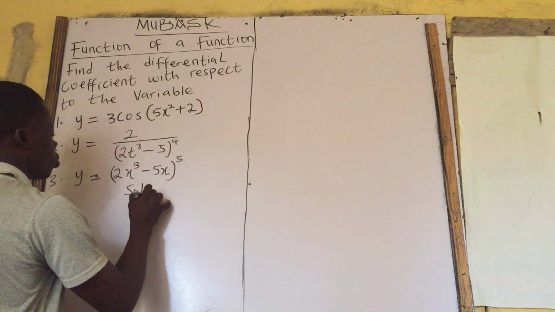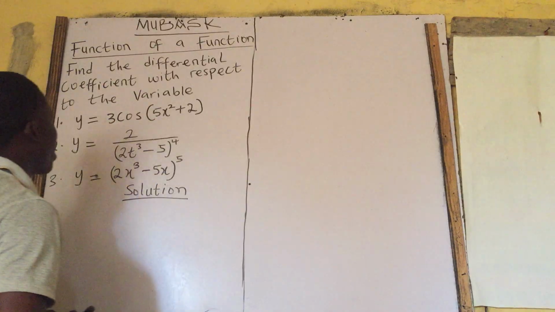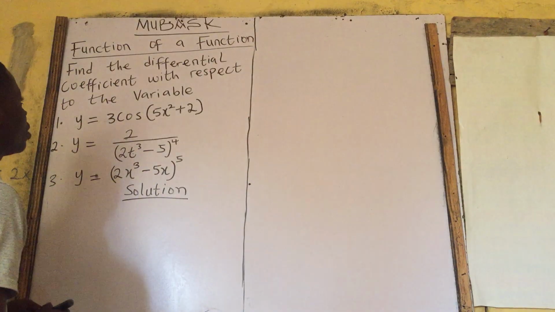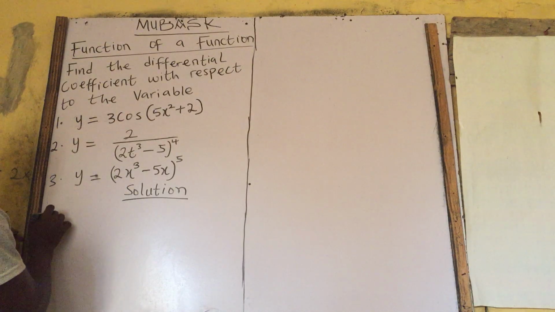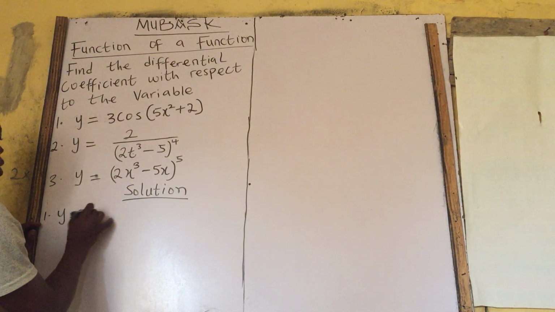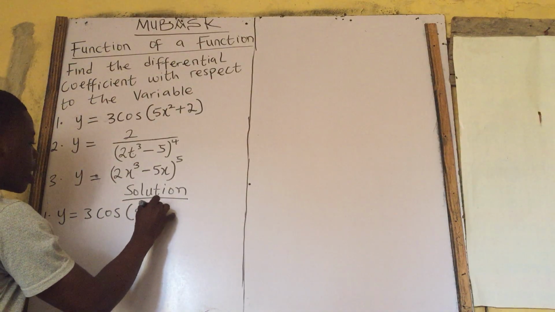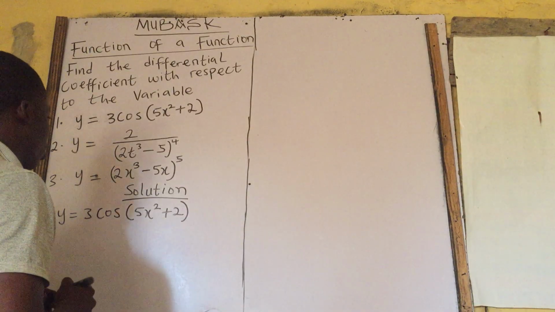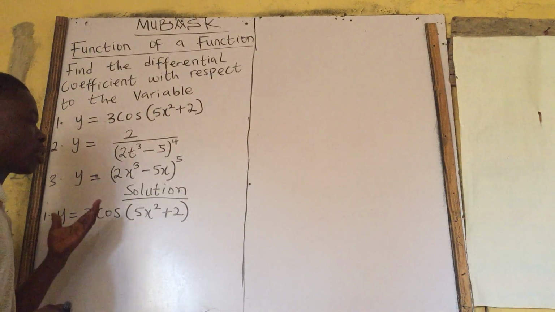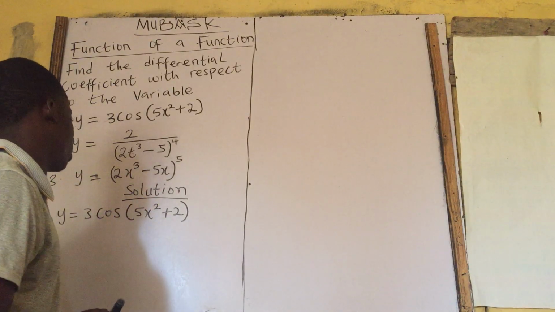Firstly, the solution to the question given to us. Find the differential coefficient with respect to the variable. Question 1: y equals 3 cos(5x² + 2). This is the type of question on function of a function.